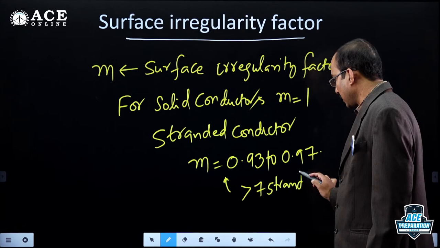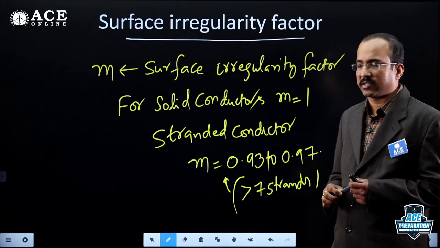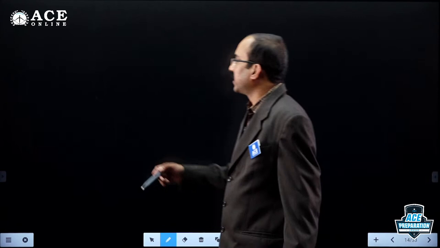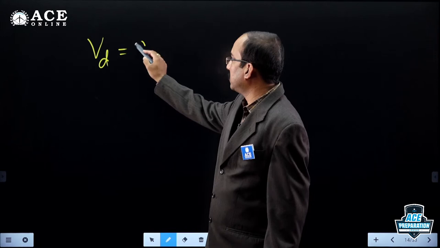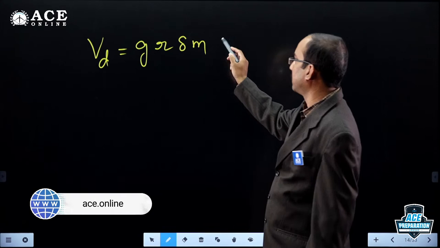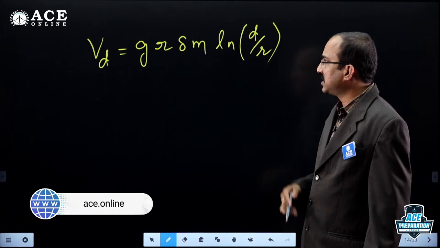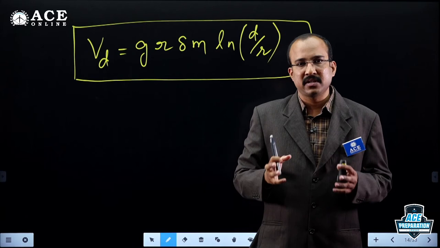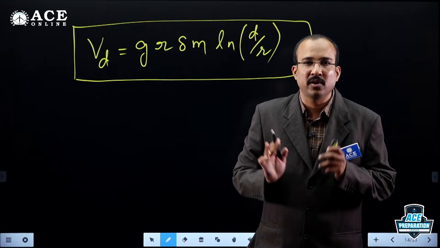So 0.93 to 0.97. For a standard conductor it holds good. Now we need to include this surface irregularity factor in the calculation of critical disruptive voltage. Vd is equal to g into r into delta into m into ln of d by r. So this is the relation for critical disruptive voltage. If the operating voltage is more than critical disruptive voltage, then there will be occurrence of corona, and there will be breakdown of the dielectric strength of air.